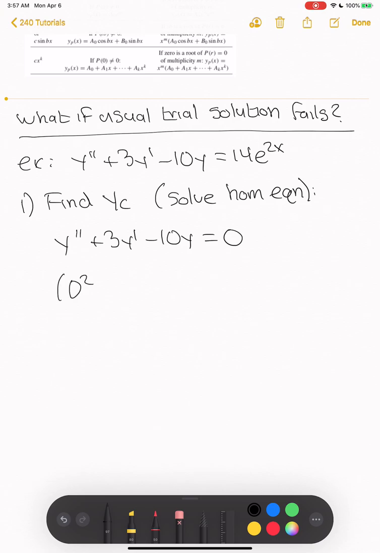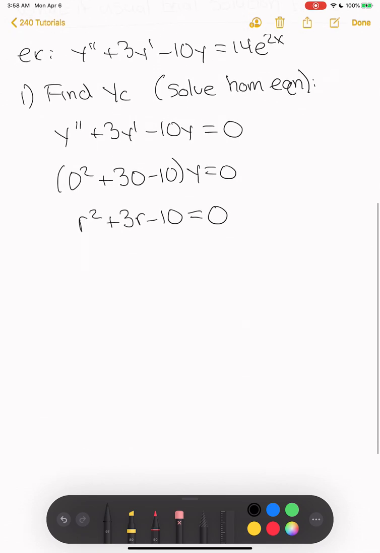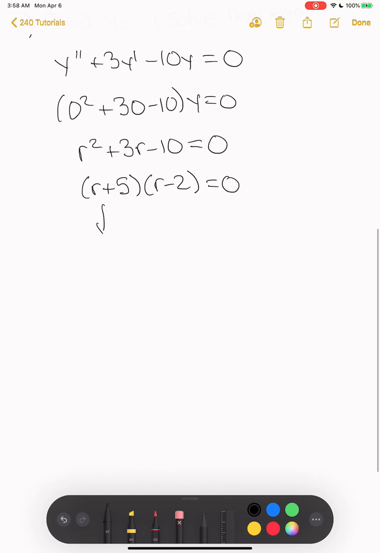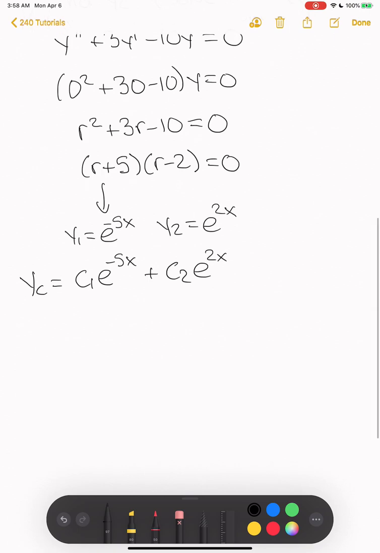We factor this down in terms of differential operators, like so, which gives us an auxiliary polynomial that looks like this. So we factor this auxiliary polynomial down. We get r plus 5 and then r minus 2. So we know our solutions here. y1 is going to be e to the negative 5x, and y2 is going to be e to the 2x. So our complementary function is just a linear combination of the two of them. Great. Okay, so that's part one.